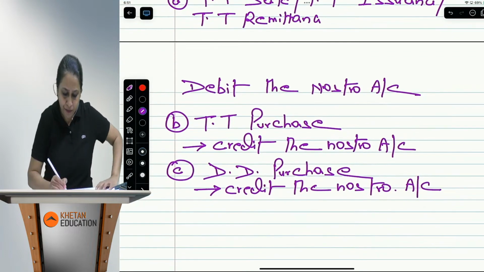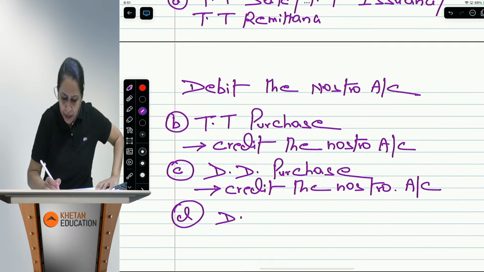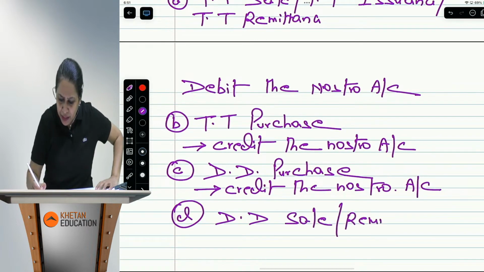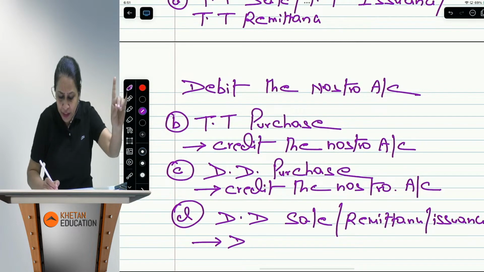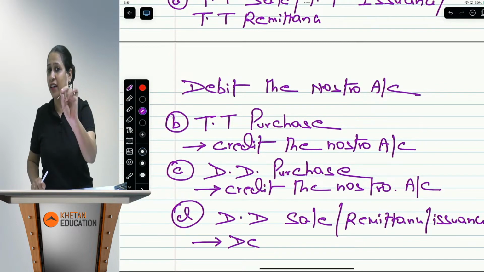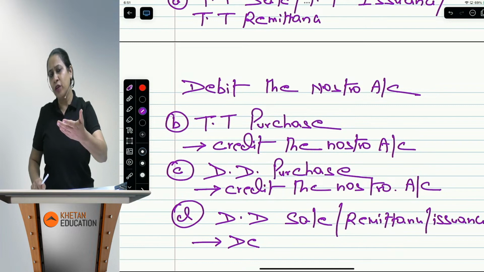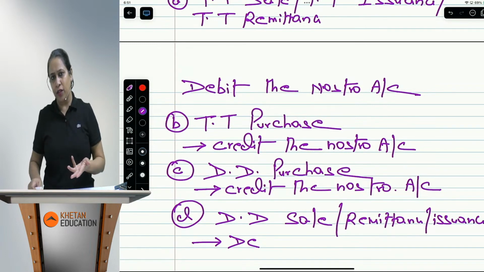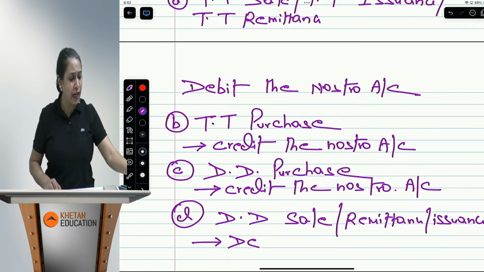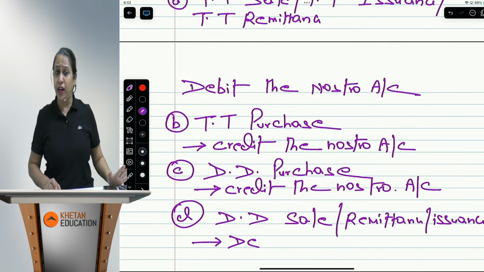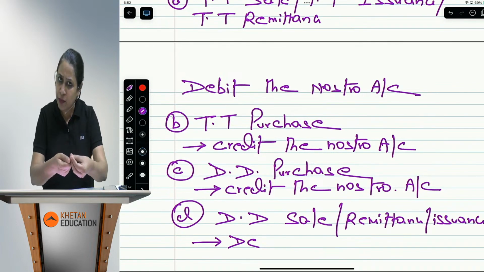Now DD sale, remittance, DD remittance or issuance, whatever language you see here, this will be debit the nostro account but not immediately. Opposite. I want a book. Suppose somebody has written a book in US and the price is $100. So 100 into 83, how much is that? 100 into 83 is 8300. I pay 8300 to SBI.